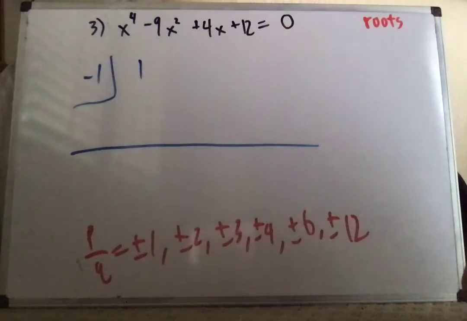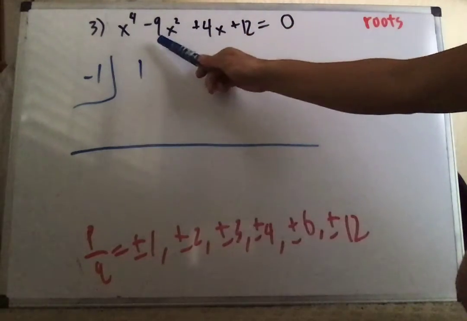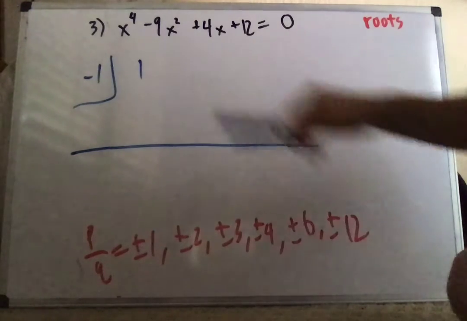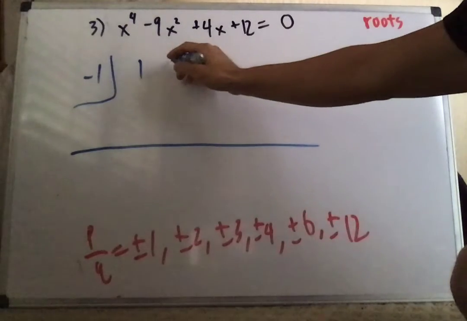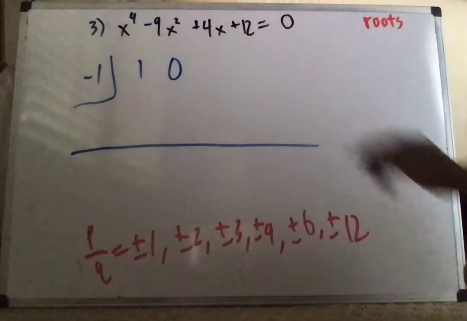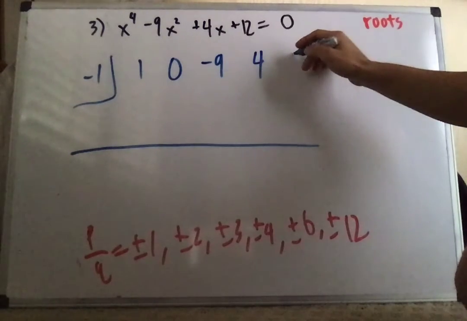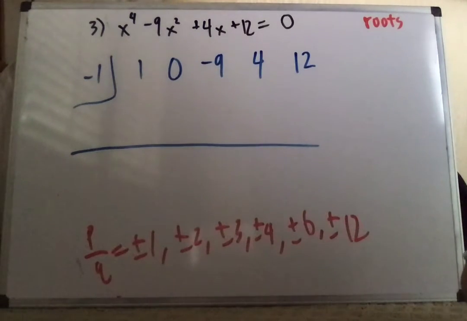Now, when I write down my synthetic division, you've got to be careful here because you notice you have an x to the 4th term, right? After that, there's no x cubed term. It skips straight to the x squared term. So what you have to do is write a 0 in to hold the place of the x cubed part, and then negative 9 for the x squared term, 4 for the x term, and 12 for the constant term.